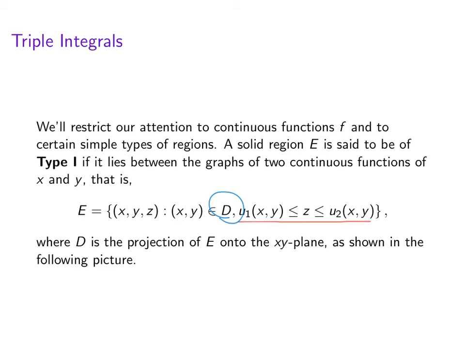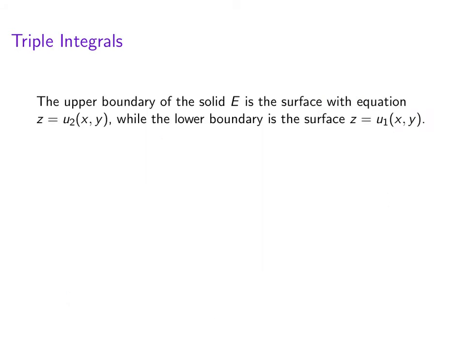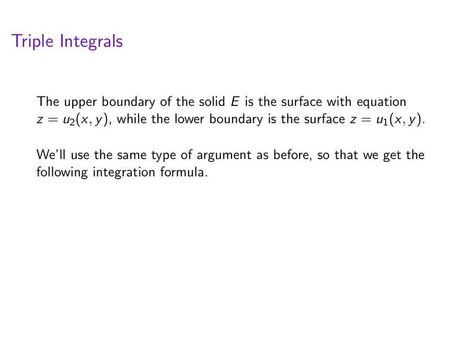Here's the picture. So you can see an upper bounding surface, a lower bounding surface, and then the whole thing is above some region D. The upper bounding surface is the surface with equation z equals u2 of xy. The lower bounding surface is the surface z equals u1 of xy. So we'll use the same kind of argument that we did with double integrals. We're going to get this integration formula.